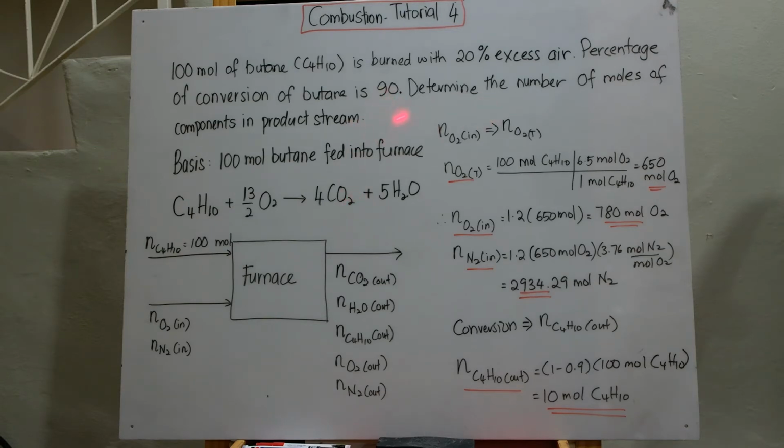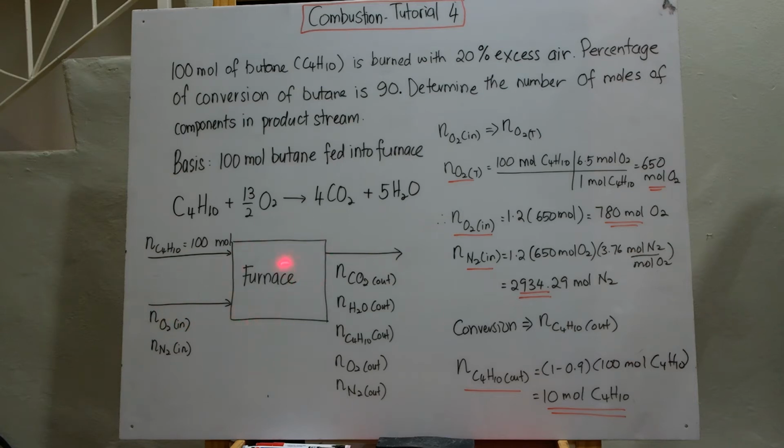The question does not say anything about production of CO, so we assume the process is complete combustion. So this is our reaction, only one reaction, because we assume it is complete combustion. So from this information, we plot down our process flow diagram.